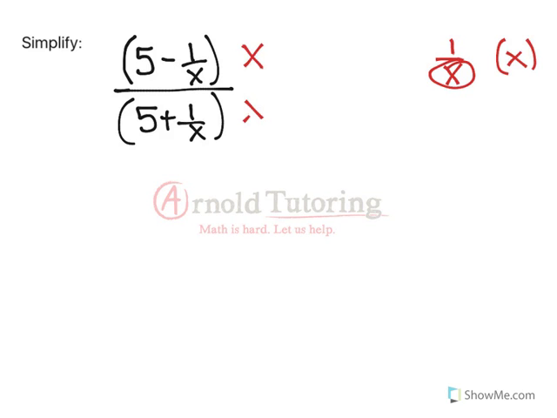Multiplying by x over x. We're not changing anything here because we're doing the same thing to the top and the bottom. Now when we multiply, we have to use the distributive property, and it multiplies the 5 as well as the 1 over x. So we get 5x minus 1, because x times 1 over x is just 1. The x's will cancel. On the bottom, we get 5x plus 1.